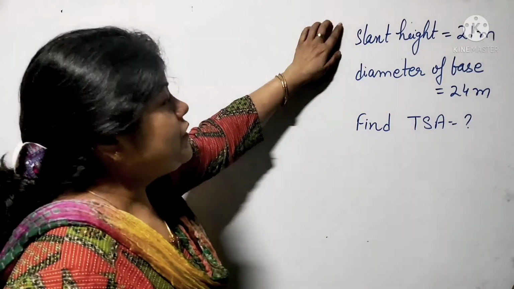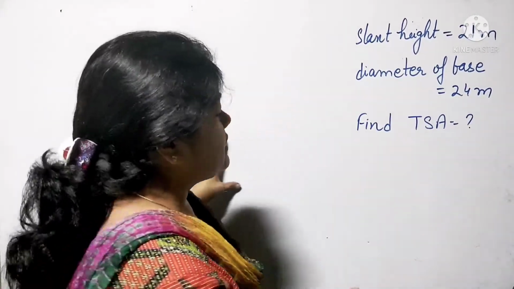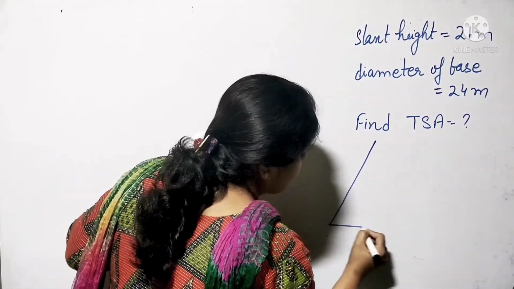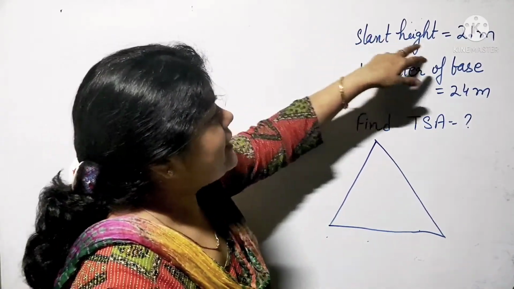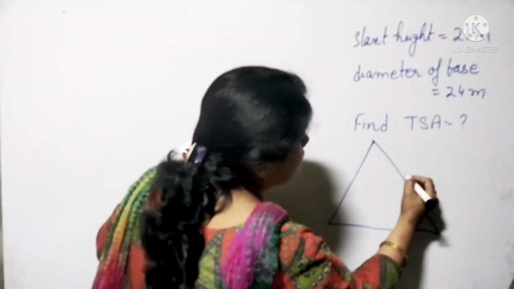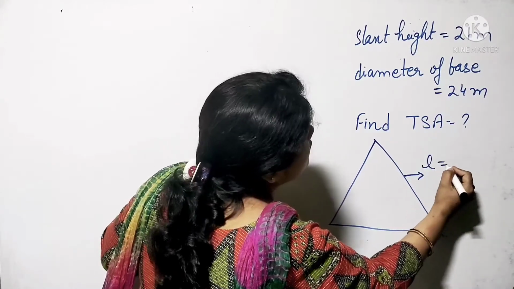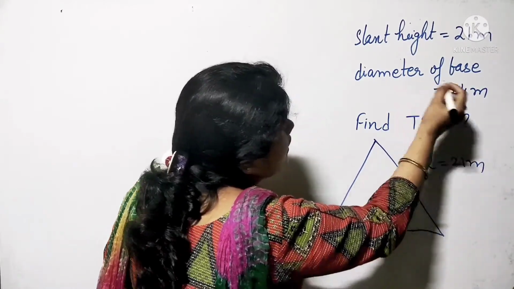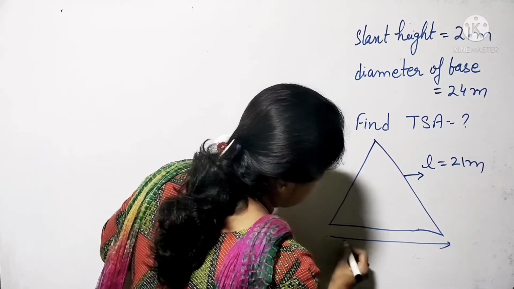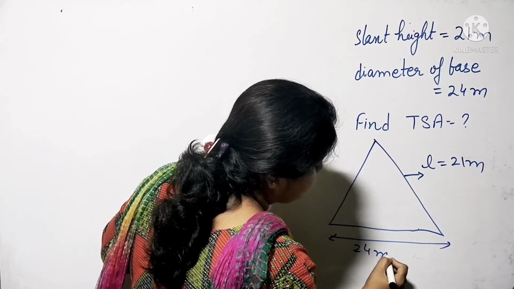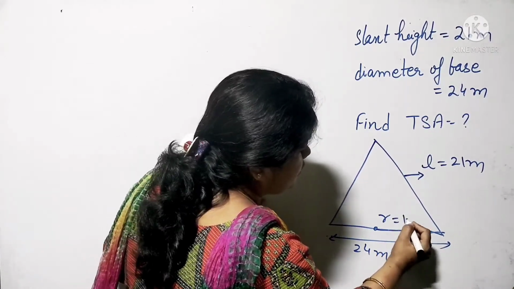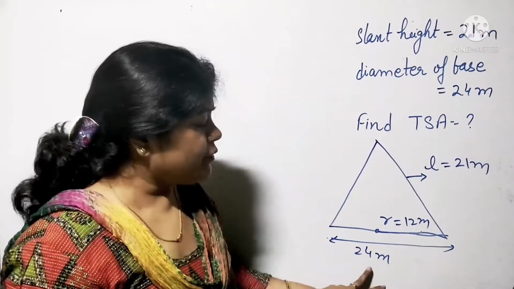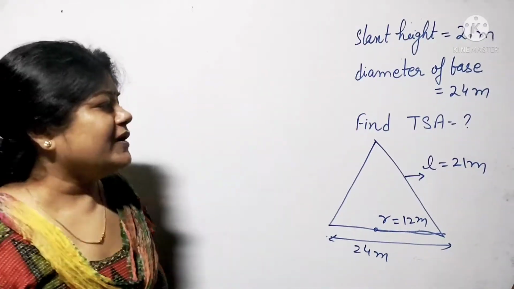Now from this question, we have this data. Firstly, we have to make the figure of a cone. This is the figure of the cone. Slant height is 21 meter, so this is our slant height l, which is equal to 21 meter. Now the diameter of the base is 24 meter. The radius of the base is half of 24 meter, which is equal to 12 meter. That means we divide 24 by 2 and we get 12 meter.